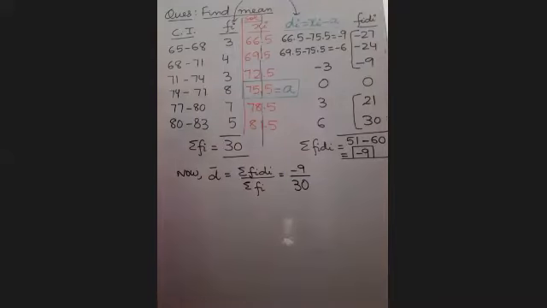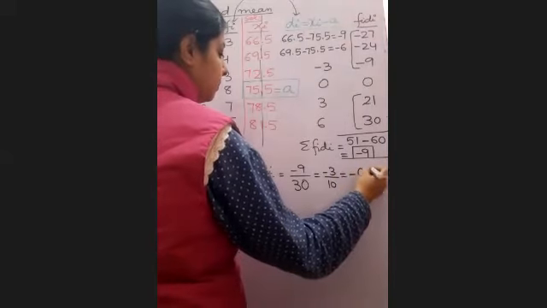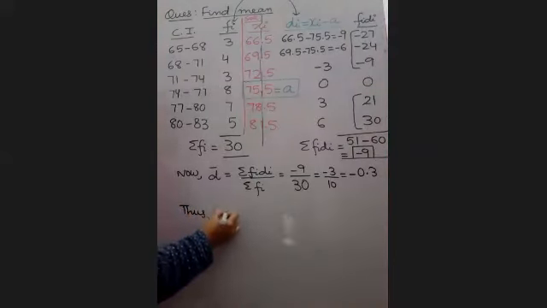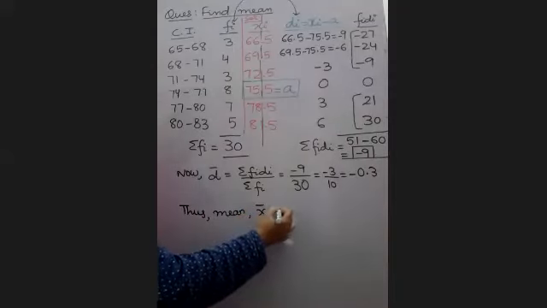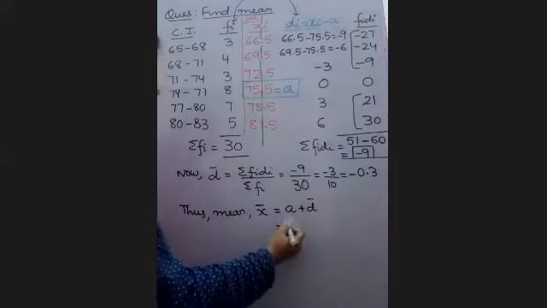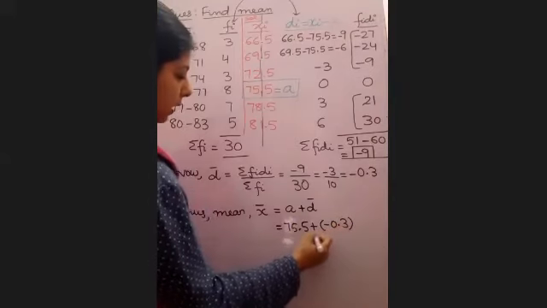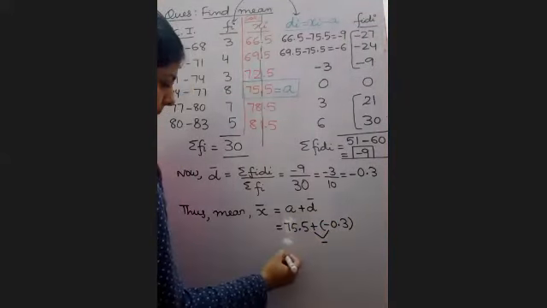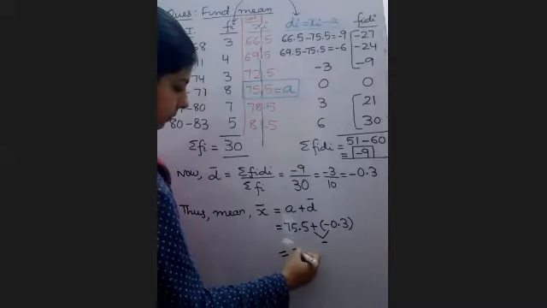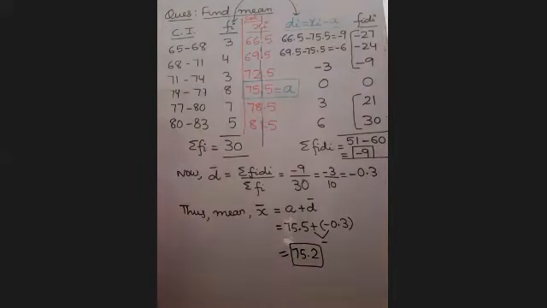Minus 3 by 10. Dividing by 3, minus 3 by 10 makes it minus 0.3. So thus the mean, which is X bar, is given by 75.5 plus in the bracket minus 0.3. Now plus minus makes it minus. 75.5 minus 0.3 makes it 75.2. Clear? Yes, ma'am.